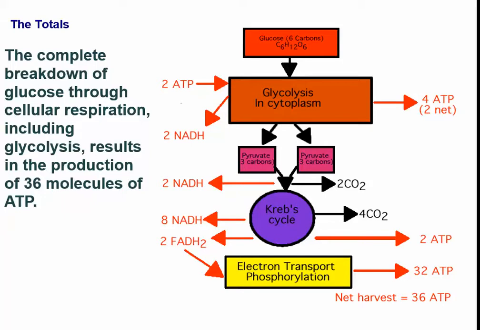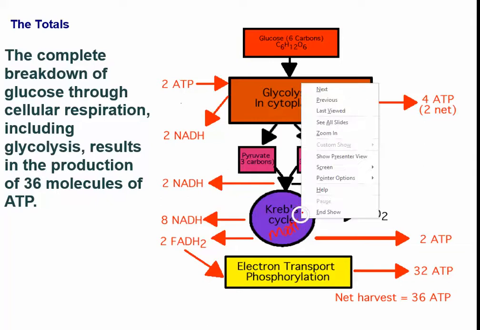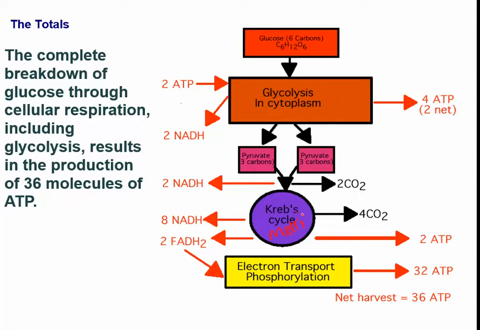So you can go ahead and take a look at this chart. You might want to stop it, but this is a pretty good summary of everything that goes on and where it goes on. Krebs cycle is in the matrix. And this is in the inner membrane.